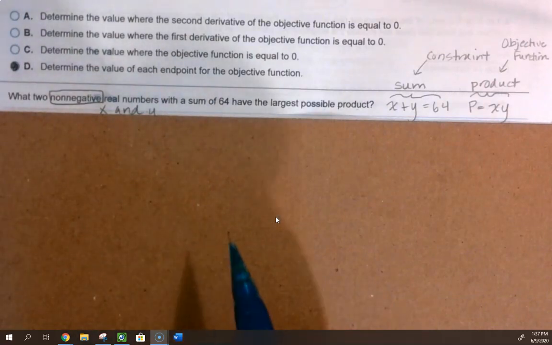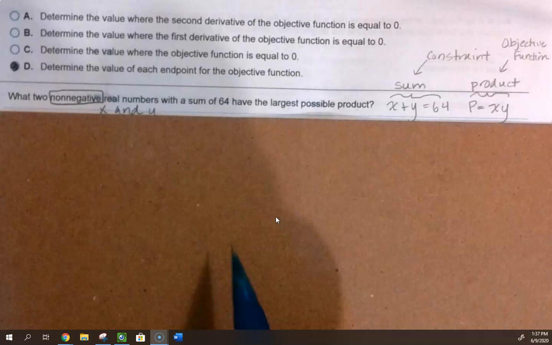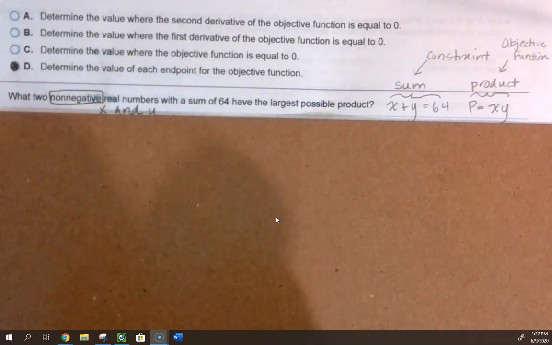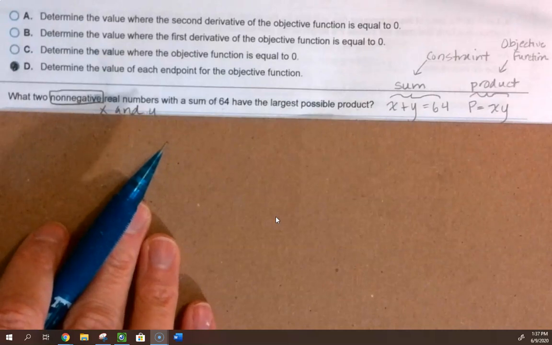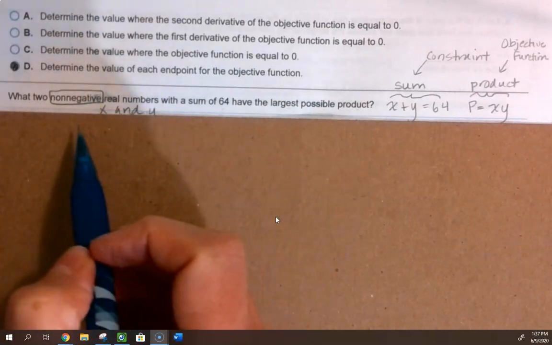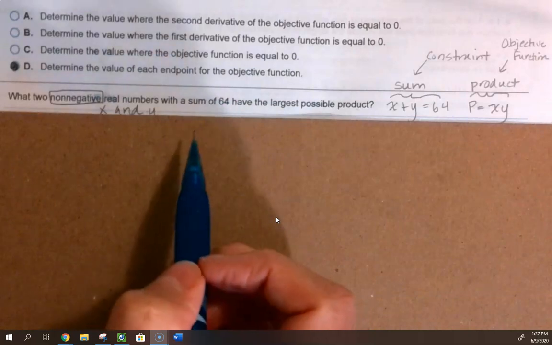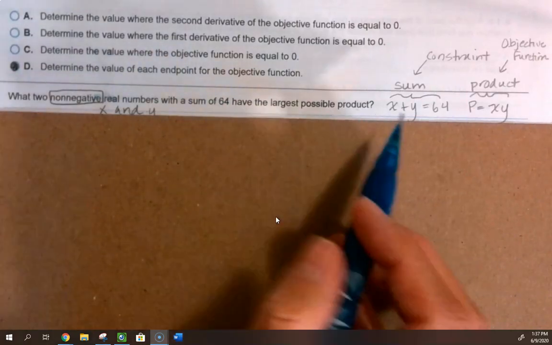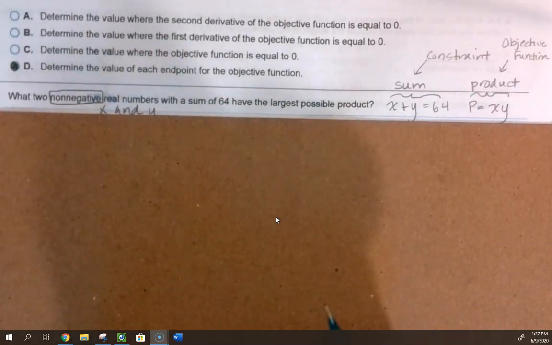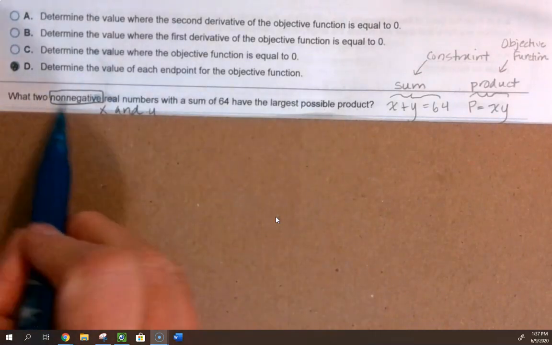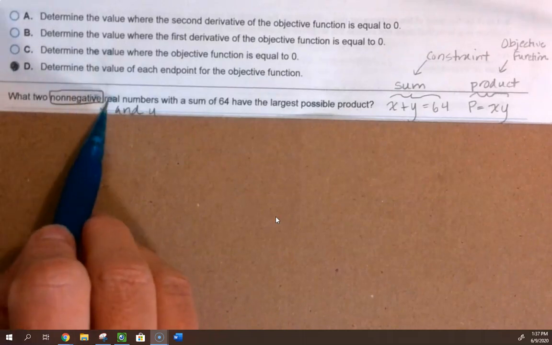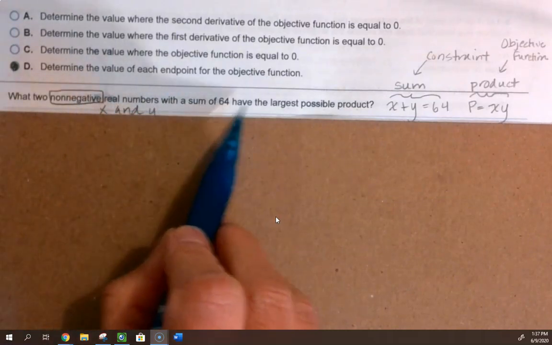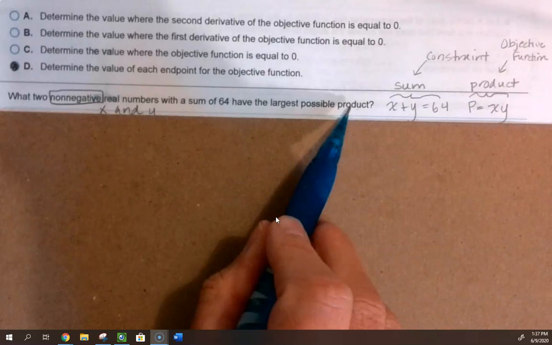And the guidelines for optimization are good, and you can step through the guidelines. Sometimes we'll do them in a little bit different order, but we will be doing everything in the guidelines in each problem. And so first thing in the guidelines says to read the problem and identify what you know, what you are trying to find, and draw a picture if you can. So it says what two non-negative, I think that's going to be important, so I circled that. Two non-negative real numbers with a sum of 64 have the largest possible product.